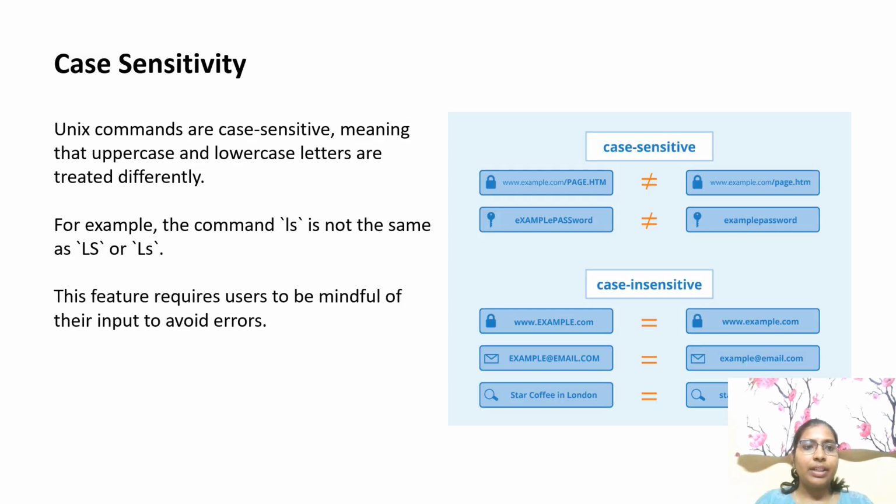Case sensitivity. Unix commands are case sensitive, meaning uppercase and lowercase letters are treated differently. For example, the command ls is not the same as LS or Ls. This feature requires users to be mindful of their input to avoid errors.